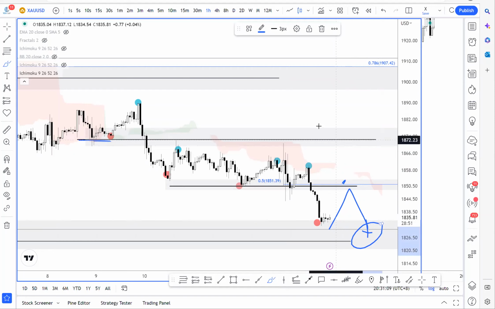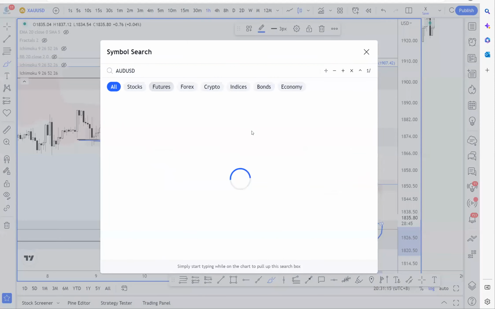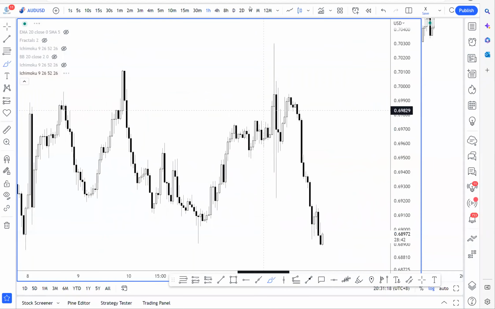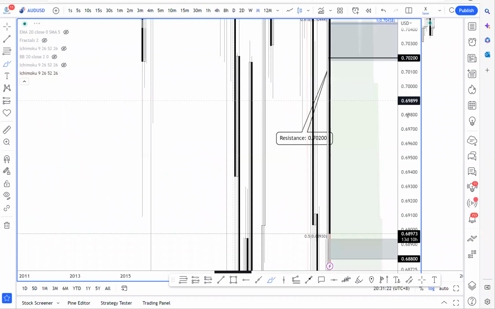Let's take a look at the last setup, which is on Aussie dollar. And if you guys have any other setups, do put them under the chat. So let's take a look at Aussie dollar on the higher time frame first. So if you take a look at it on the higher time frame, this one actually played out very nicely.